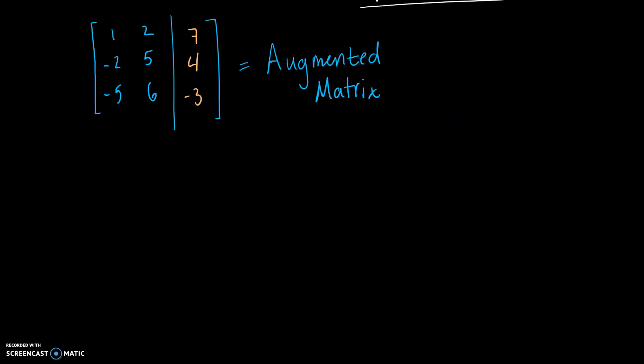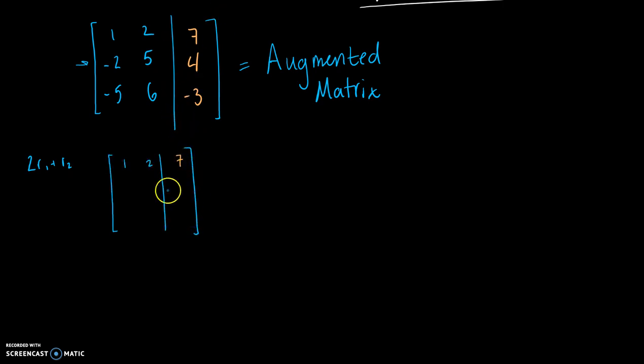Alright, so how do I do that? So first step I'm going to do is I want to get rid of this -2. Okay, so what I'm going to do is I'm going to do 2 times row 1 and I'm going to add it to row 2. So what does that get me? So the top row is going to stay the same.